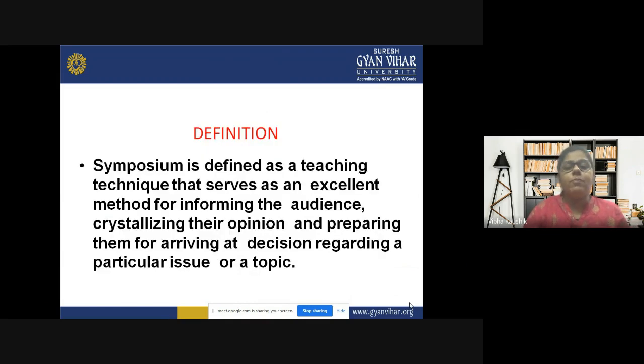Now, symposium is defined as a teaching technique that serves as an excellent method through which a teacher can give information to the audience, to the students, crystallizing their opinion regarding a particular issue and preparing them to arrive at a decision regarding a particular issue or topic that has been discussed.